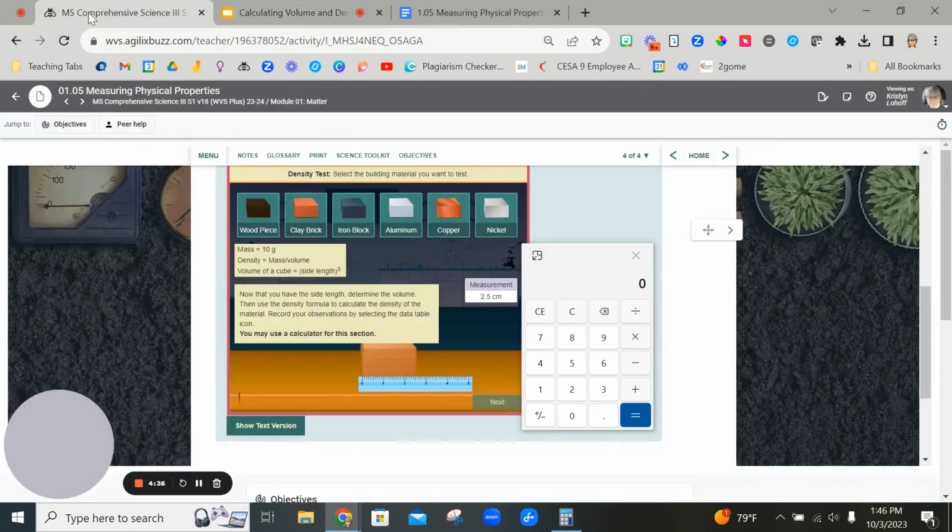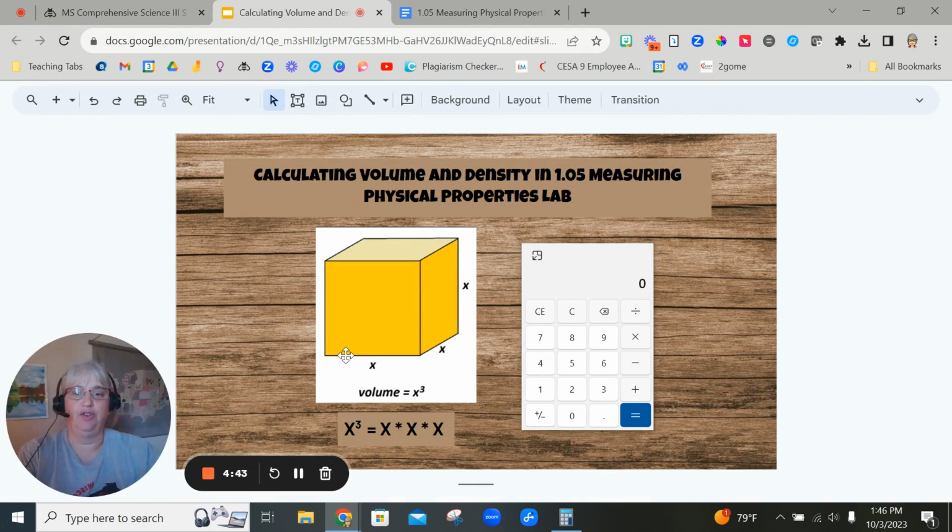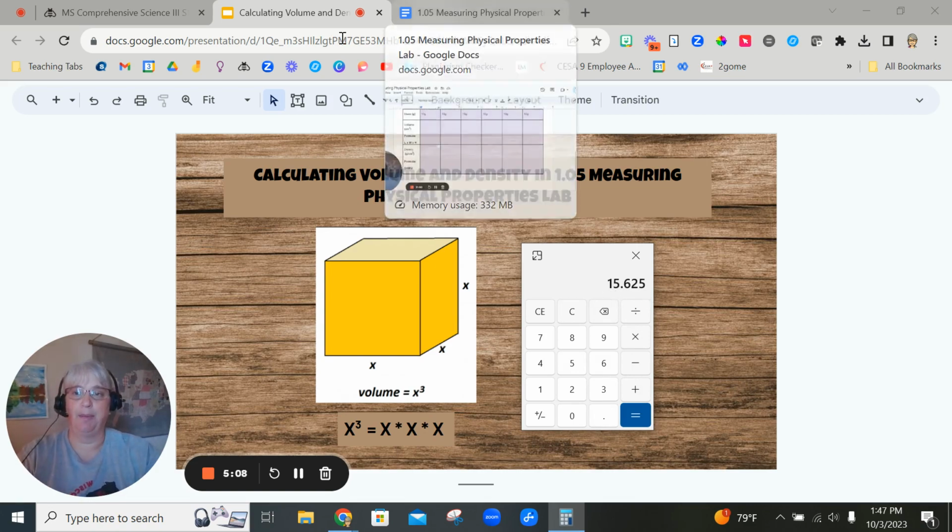So the volume of a cube with a side length of 3 centimeters would be 27 cubic centimeters. All right, but our sample wasn't 3, it was 2.5. So one length is 2.5, so I'm going to do 2.5 times 2.5 times 2.5. And that's shown right here. So 2.5 times 2.5 times 2.5 a third time equals... The volume is 15.625. So I'm going to put this into my lab report.